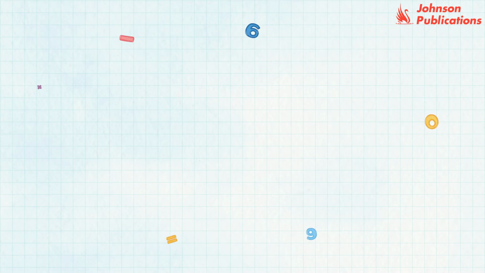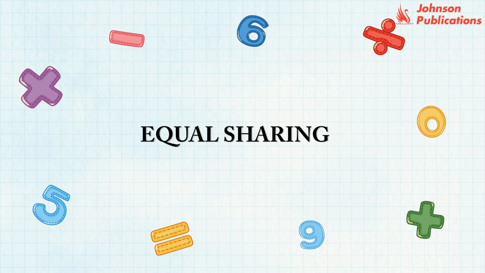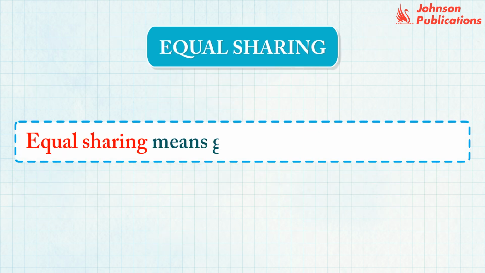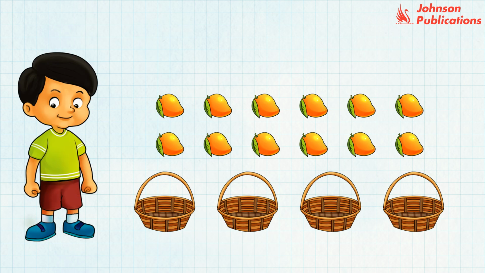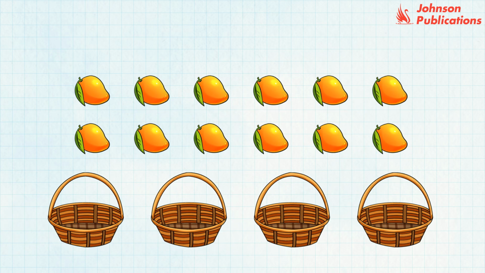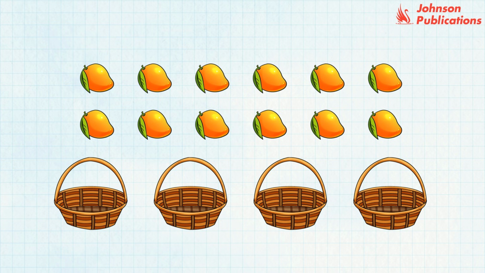Division. Equal sharing. Equal sharing means grouping something equally. Mohit has 12 mangoes. He wants to share these with his 4 friends by placing them equally into 4 baskets.